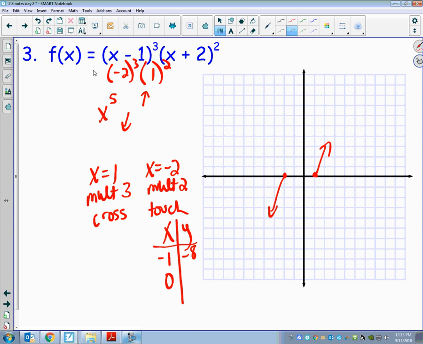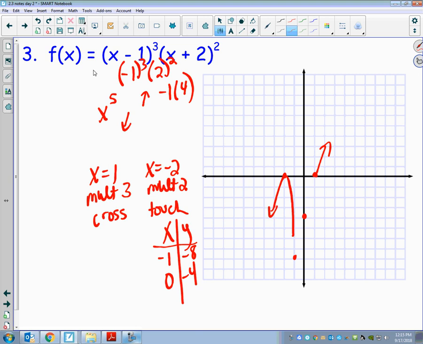So at -1, 1, 2, 3, 4, 5, 6, 7, 8. And that should make sense that this side's going to come up and touch and come back down, right? And again, I can fix it in a minute. And if I plug 0 in there, that's just going to be -1 to the third times 2 squared. So that's going to be -1 times 4, or -4. 1, 2, 3, 4.